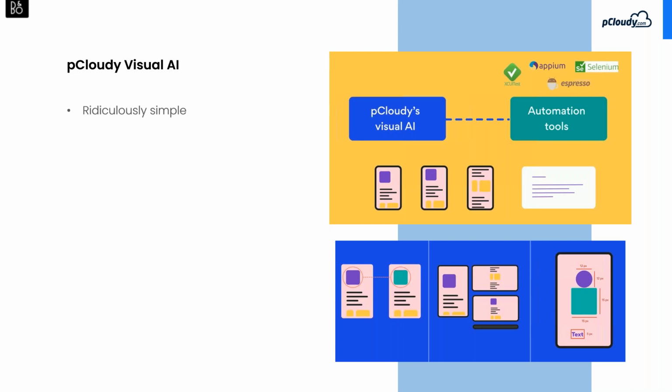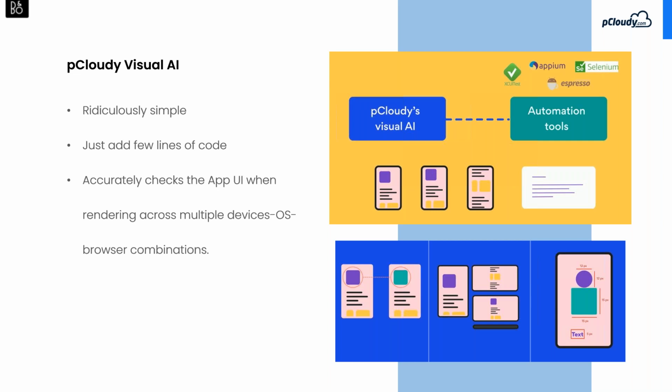You need not worry much about writing complex code. The code is very simple. You just have to add it within your existing script, which makes your life easier. Only a few lines of code are required, and this accurately checks the app UI when rendering across multiple devices, OSs, and browser combinations.